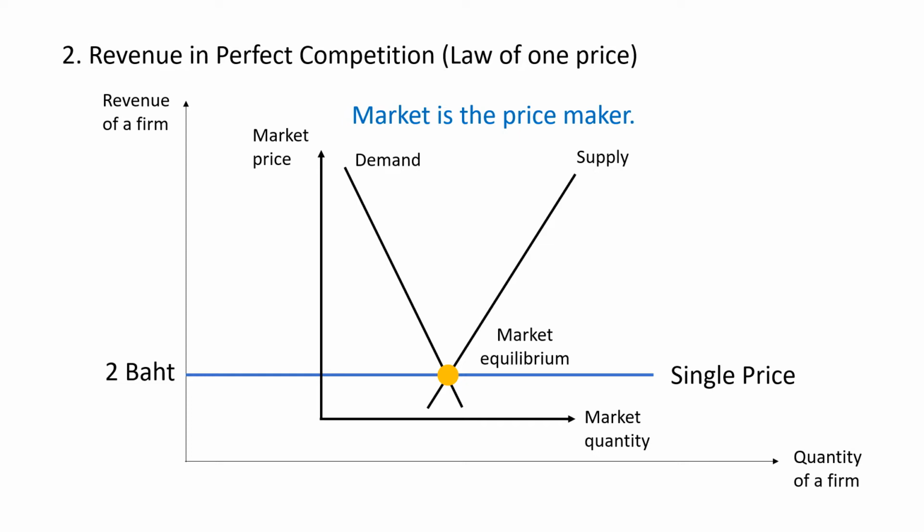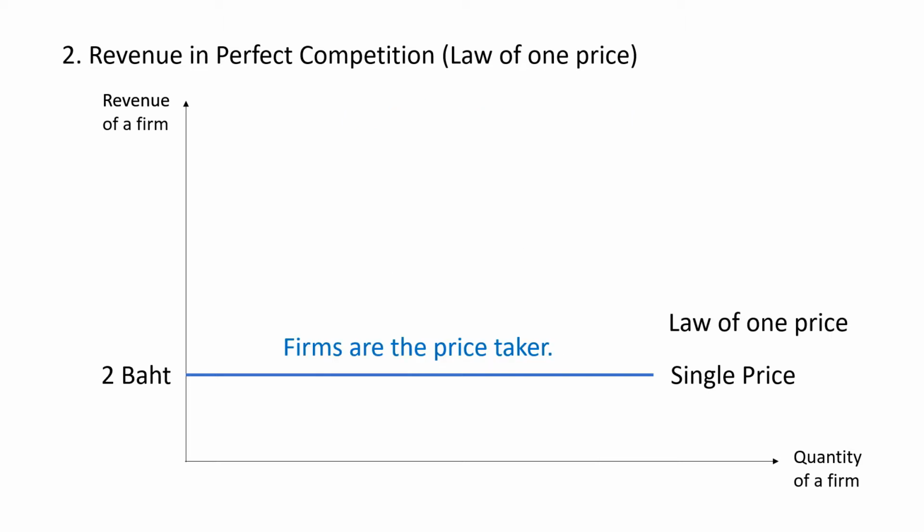When the market is the price maker, then the firms are the price taker. When the market decides that the price of the product is 2 baht, then all the firms will sell at 2 baht, not more or not less. Why? If you sell more than 2 baht, no one will buy from you. But if you sell under 2 baht, you cannot attract anyone to buy from you, and you will lose the gap between your price and that market price. Instead of losing that, you better sell at the market price of 2 baht.